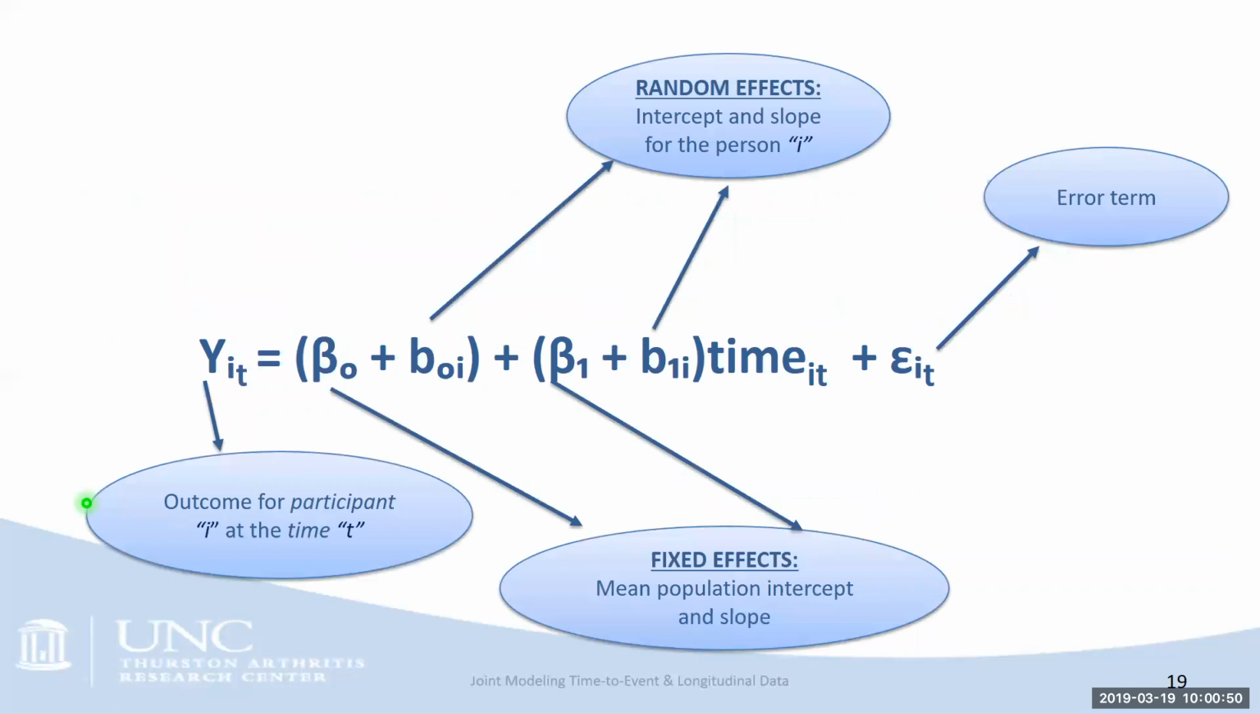So let's again look at this equation. Again, we have our outcome y, our continuous outcome for each participant i at each time t. We have our fixed effects representing our mean population intercept and slope. These are our betas. And we have our random effects represented here by our lowercase b's, which are the intercept, b0, and the slope, b1, for each person i, as well as our error term.